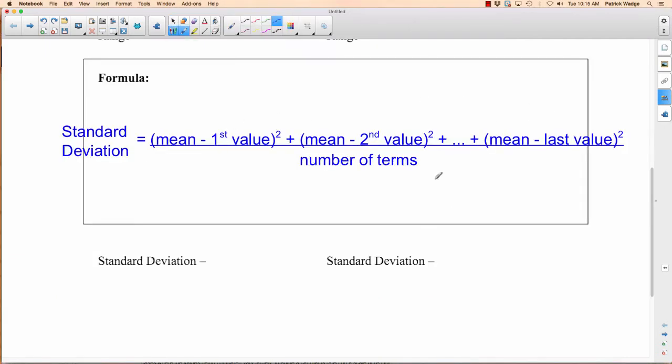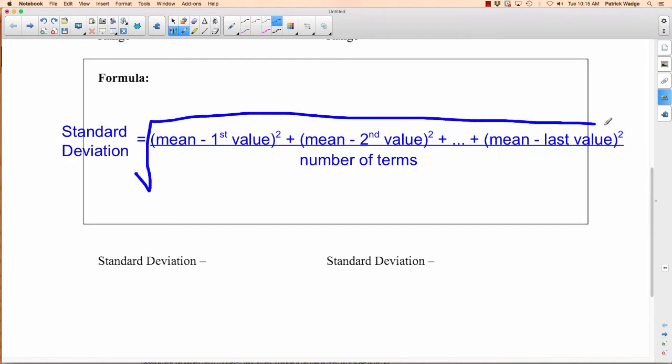And here's the thing, once you've done all this, you're not done. There's one last step. You take the square root of whatever answer you had after you've done all that. Oh wow, what a formula.